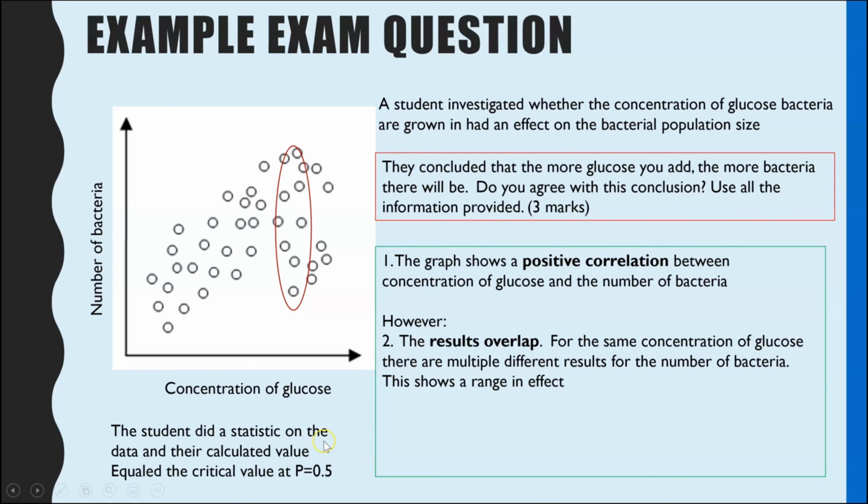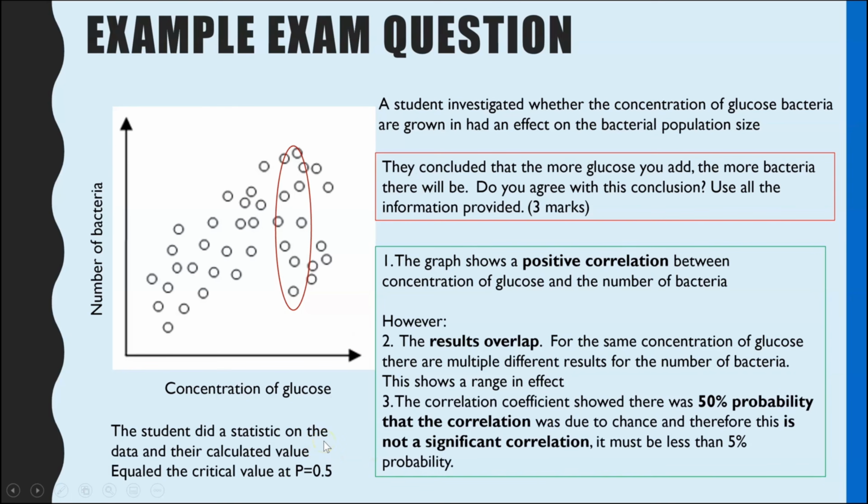Next then, we need to use the information about the statistic. So in this case, they said a p-value of 0.5, so not 0.05. So what that means is the correlation coefficient showed there was 50% probability that the correlation was due to chance.